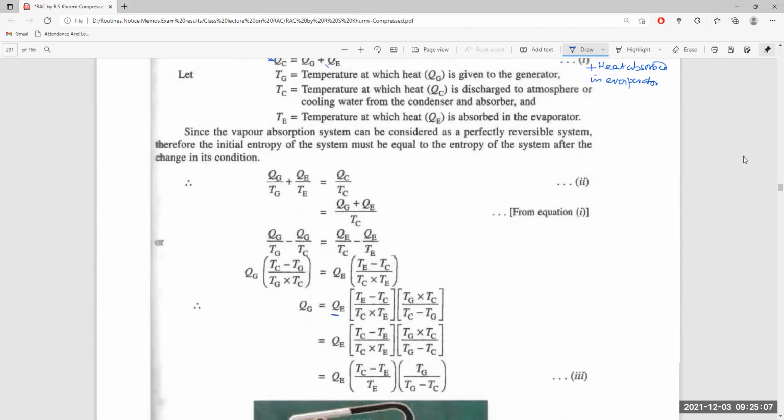And QE, if we take the negative on the left side, then TC minus TE, and if we take the negative here also, TC minus TG, you see the negatives cancel each other. TE into TG remains as it is, and TG into TC remains as it is. Next, they cancel TC, the temperature of the condenser, to get TC into TE divided by TE multiplied by TG, divided by TG into TC.